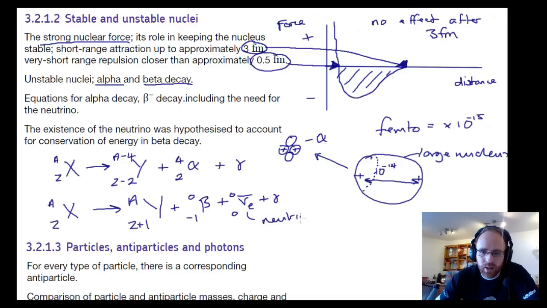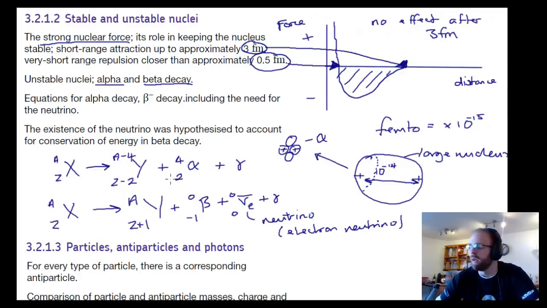If we call it just a neutrino, then it's probably an electron neutrino. There are other types of neutrinos that we're going to talk about a little bit later, but if it's just a neutrino, then we'll call it an electron neutrino.